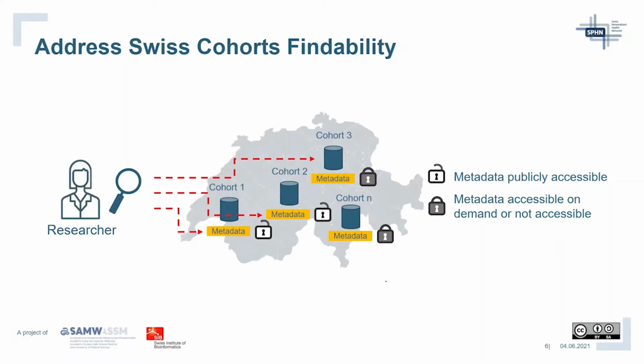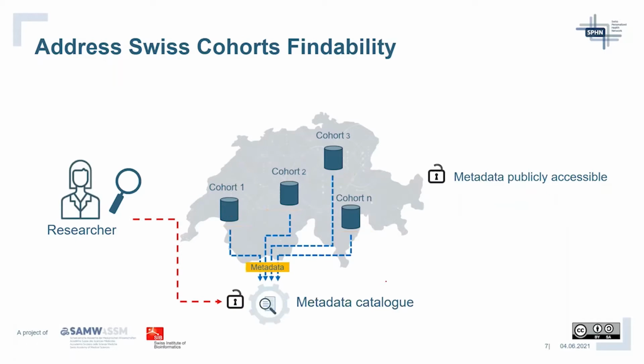To address this limitation, SPHN, in collaboration with its task force, explored the idea of a unique metadata catalog gathering the metadata for all cohorts willing to be part of it. With this solution, the metadata from the cohorts are pushed into a single unique repository, while the data itself remains within the different cohorts. The researcher is now able to query the catalog and simply retrieve all the information needed without further loss of time and effort. The cohort, on the other hand, will benefit from an increased visibility.